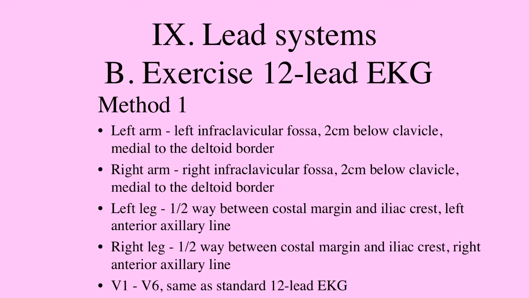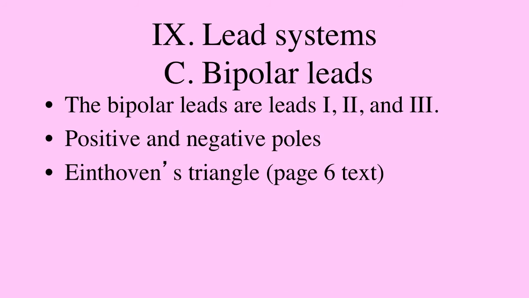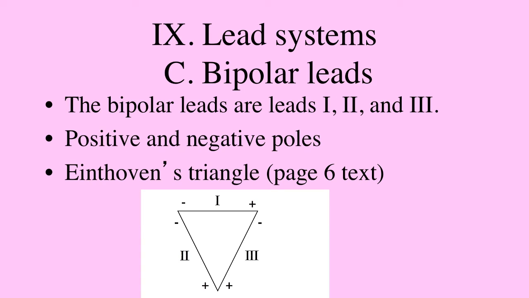If you move forward then, still on lead systems, to some of the bipolar leads. On the 12 lead, the bipolar leads are leads 1, 2, and 3. If you look again at page 10 in the course pack, you can see that to the far left their labels are 1, 2, and 3. These are bipolar leads, and they have positive and negative poles to get their information. These 3 leads make up what's called Einthoven's triangle. You should be familiar with that name, Einthoven, from this point forward in the course.